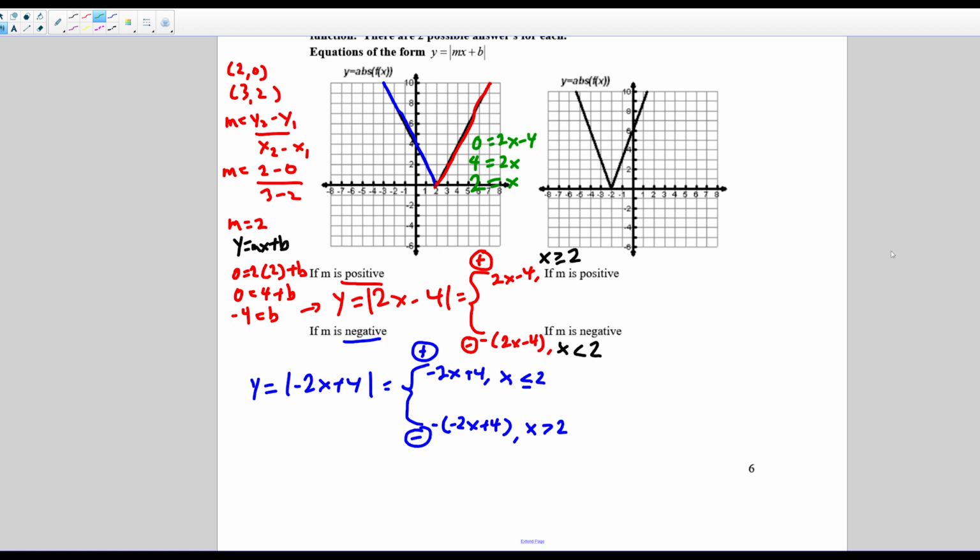Here you can pause the video and try out the example on the right, and then unpause when you're done and check your work.